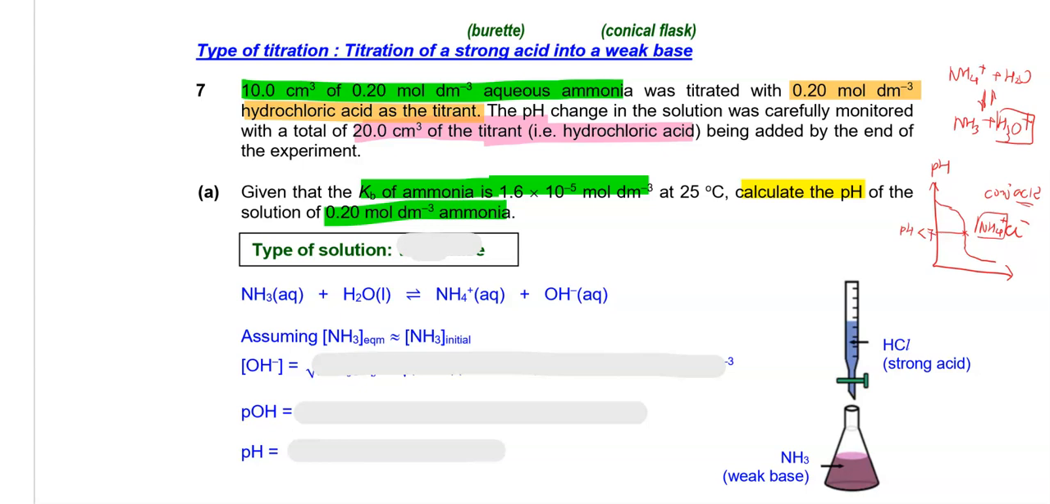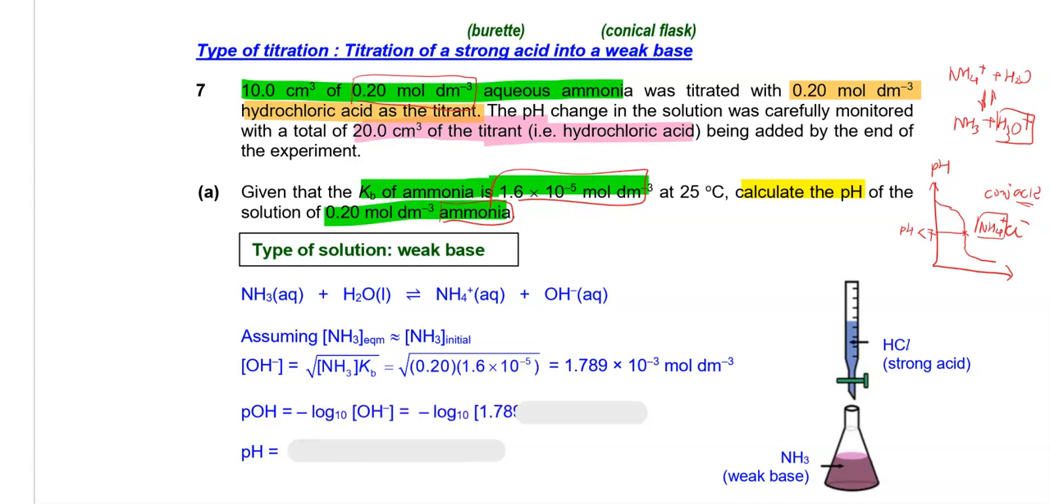Okay, so let's take a look at the question. We have the Kb of ammonia and we calculate the pH of the ammonia solution. This is a simple question. Start off with ammonia itself. Ammonia is a weak base, so we can make use of the formula [OH-] equals square root of C times Kb. Just sub in the concentration of ammonia, 0.2 mol per dm³, and the Kb is given to you. Sub these two values into the formula, you get your OH-, find pOH as negative log of OH-, and then from there you can find your pH.